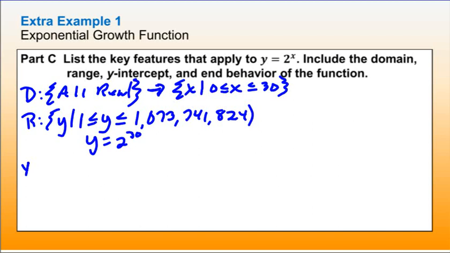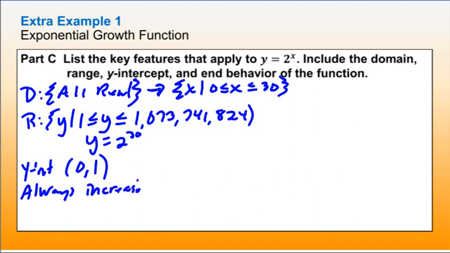Moving on to the y-intercept. The y-intercept would be 0, 1. It's always increasing, always positive, so it's always above the x-axis. And because it's always above the x-axis, that means the amount of rice is always positive. You can't have a negative amount of rice.